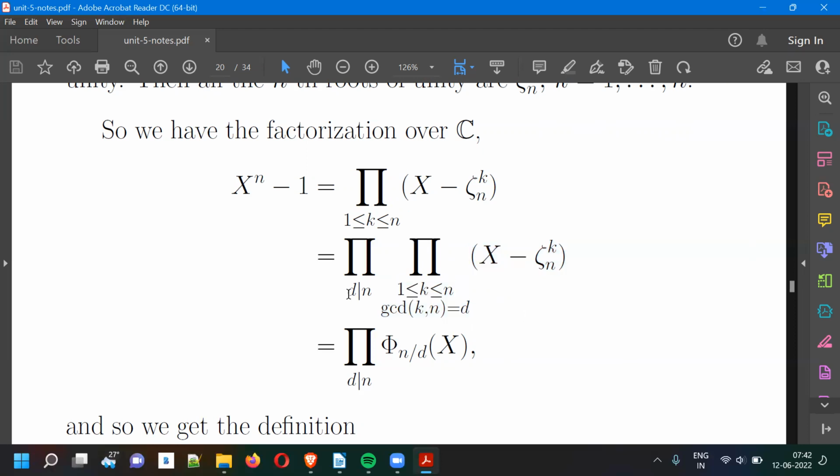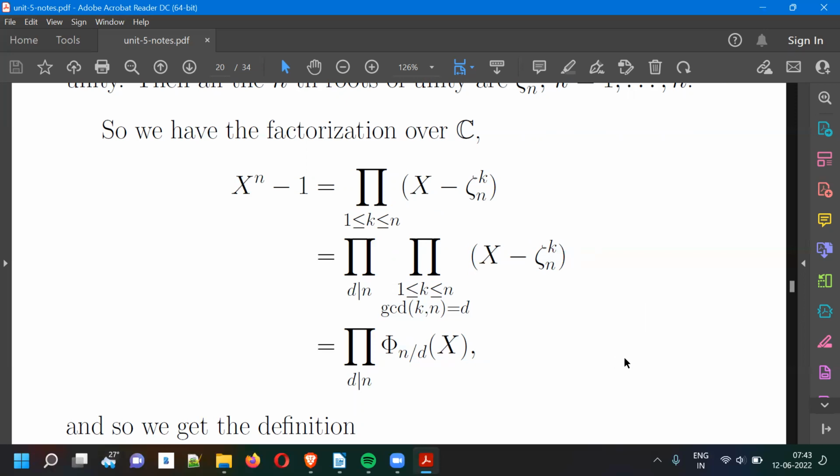We are not calling it phi d. That's a small notational difference that you should keep in mind. We are not calling it phi d. We are calling it phi n by d. So this is corresponding to every divisor d. The inside product that you get here is defined to be the polynomial phi n by d of x.